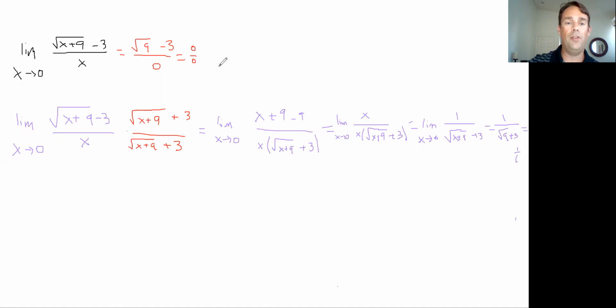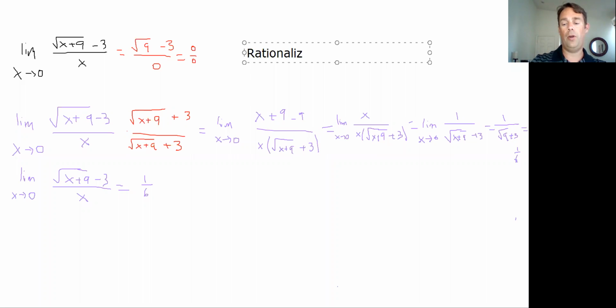So we got 1/6. So that means this limit right here, I couldn't do it before, but now I can. This limit of root x plus 9 minus 3 over x turns out this whole limit equals 1/6. And this is called rationalizing. We evaluate by rationalizing.